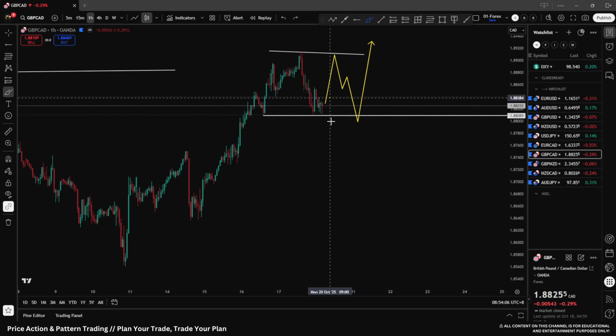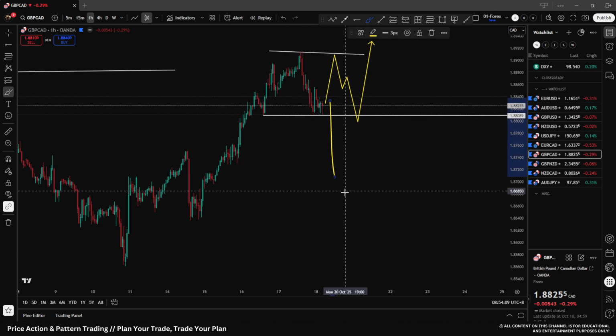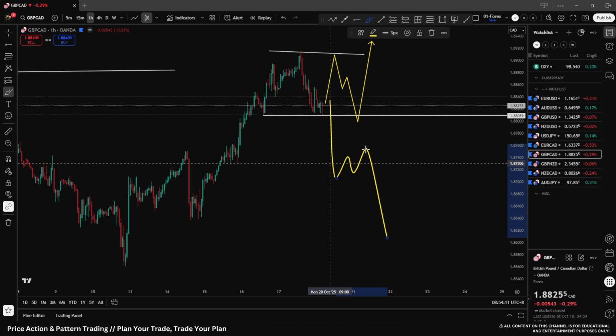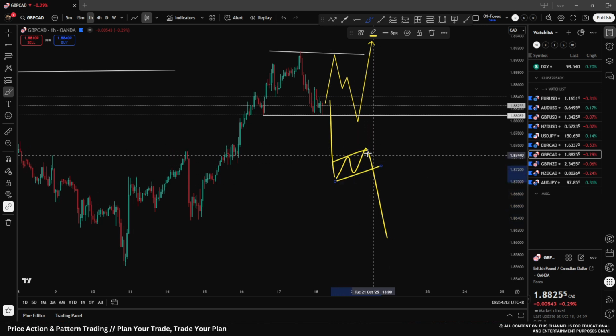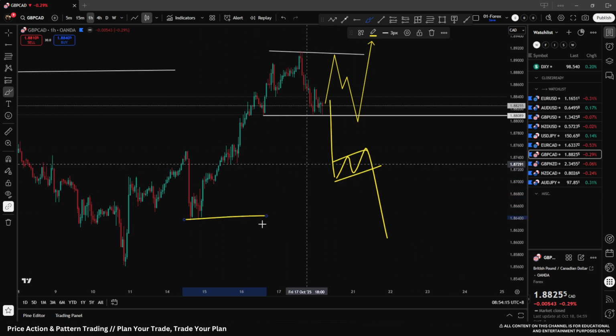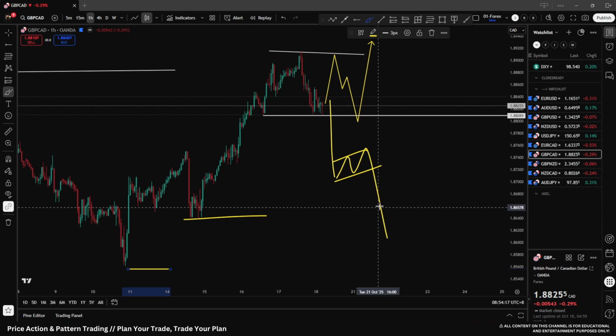However, if we see a break below here, an impulsive break on Monday, followed by a lower time frame continuation, then yes, I would change my bias and trade a short into these areas here to the left.